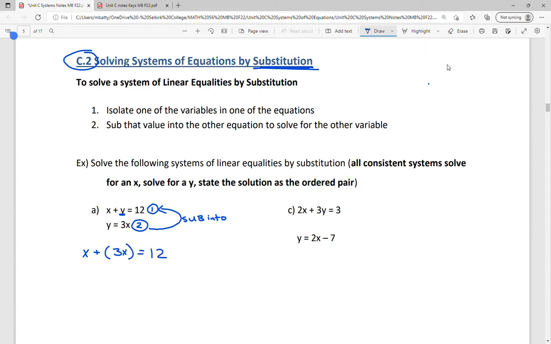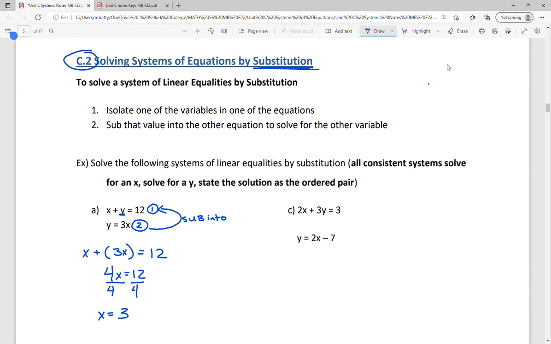So in doing this, what I've done is I've eliminated one of the variables, right? If I collect my like terms right now, I have 1x and 3x. So I get 4x equaling 12. I can keep going and solve for x. That's going to tell me that x equals 3. That is only half of the solution, remembering I have to have an x and a y.